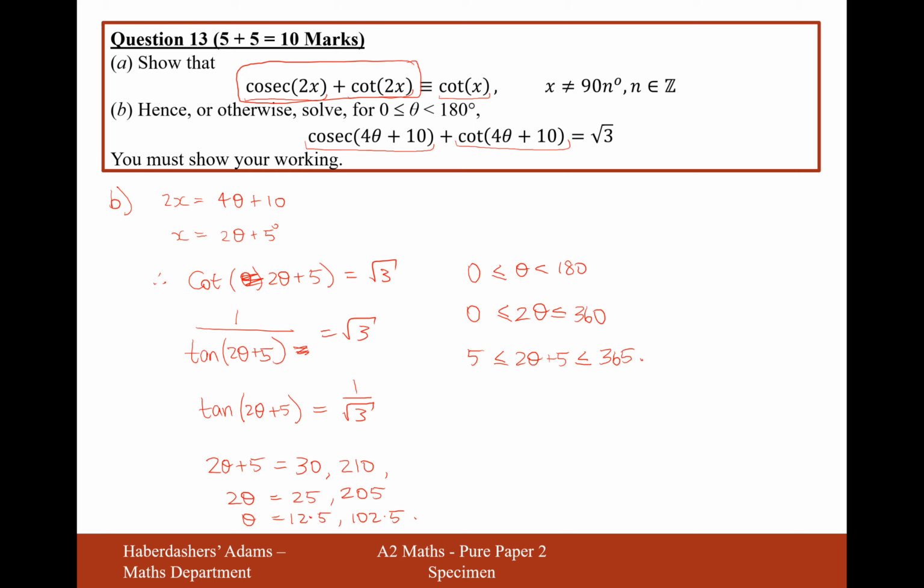That's the answer to question 13. 5 marks for both of those parts, 10 marks in total. Let's now move on to the final question of the paper, question 14.